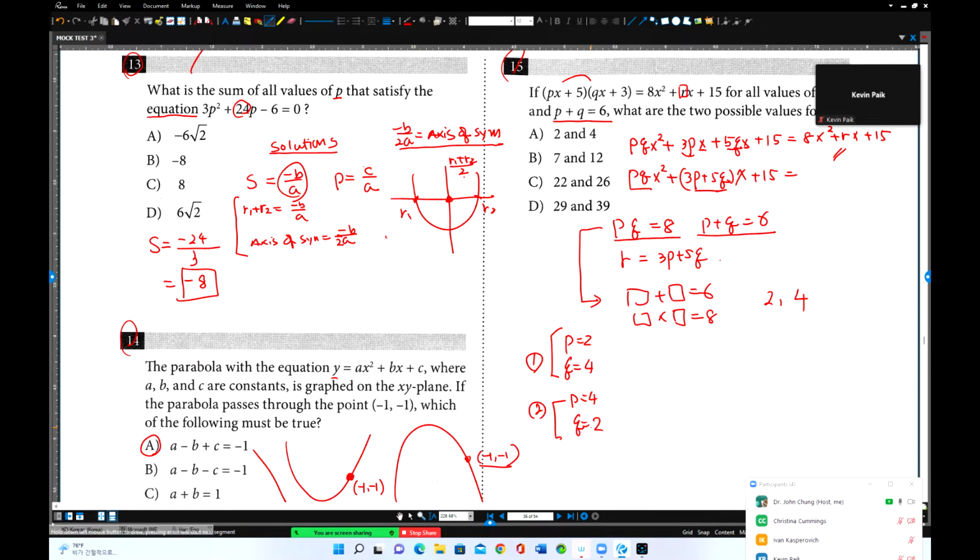Okay? Now from here we're going to find the value of R. R equals 3 times P plus 5 times Q, that equals how much? 6 plus 20, 26. This one is 3 times 4, and 5 times Q is 2, that equals 12 plus 10 is 22, right? 22. So that is a possible value of R. Okay? So 26 and 22 is the answer, okay?